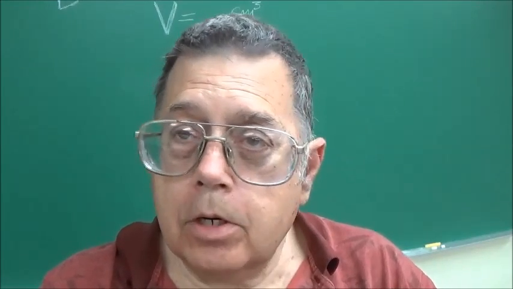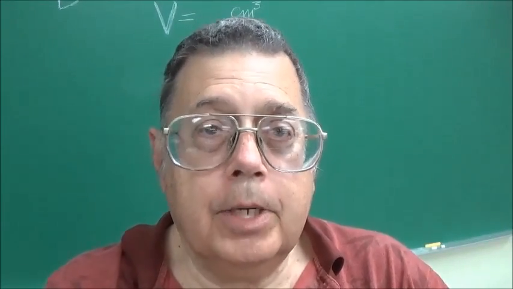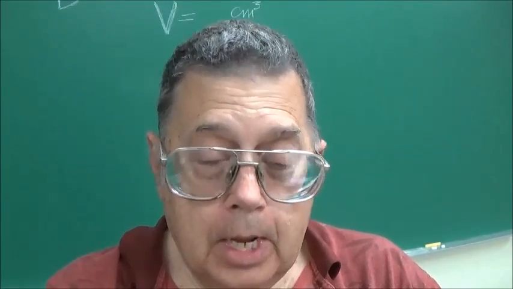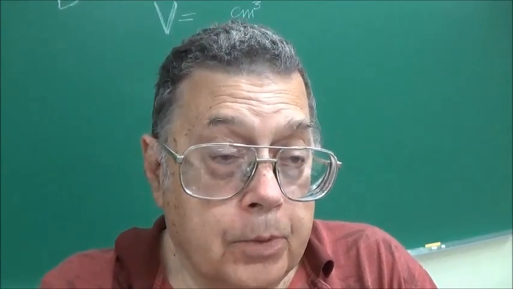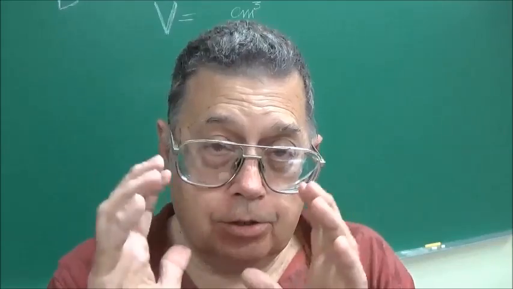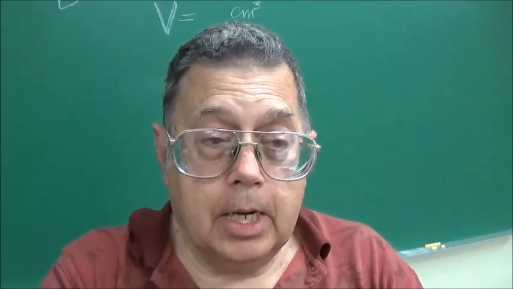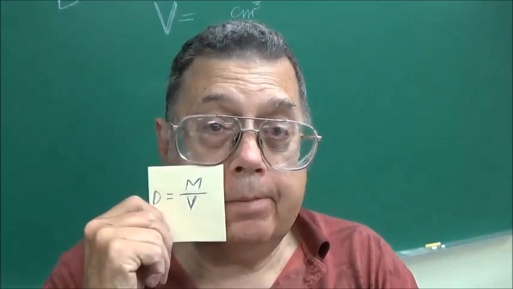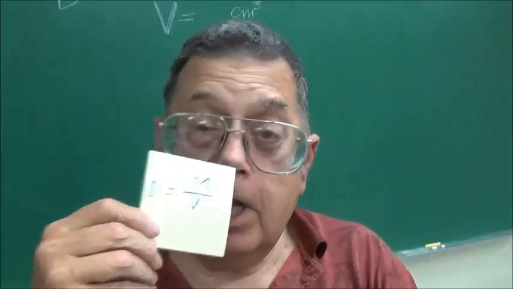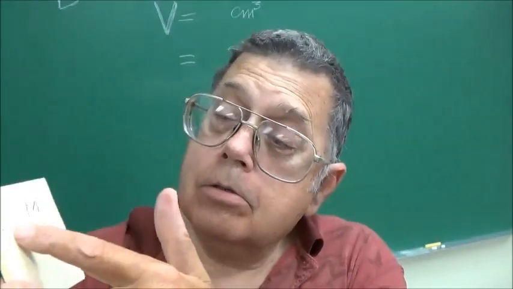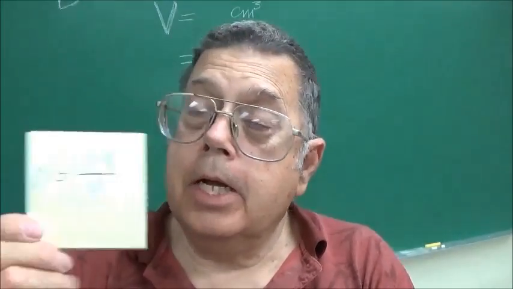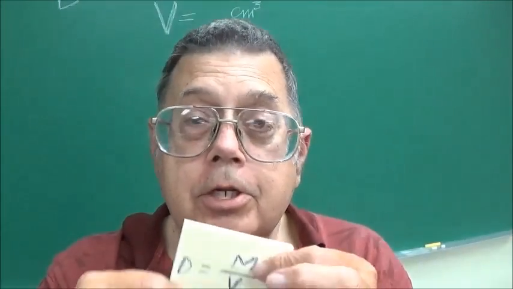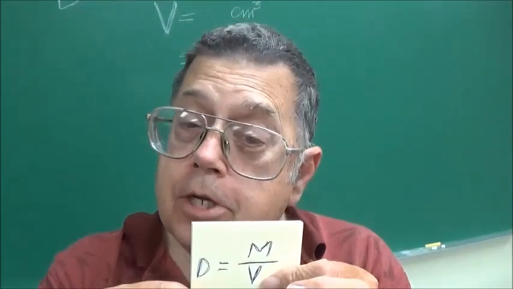Hello. Today we are going to do a density determination and show you really how simple it is. First of all, density is mass divided by volume. It's how much mass you can fit in a certain size volume. Here's the formula, right there, on a high-tech post-it note. Density equals mass over volume. Very simple. The mass is usually expressed in grams and the volume in cubic centimeters.